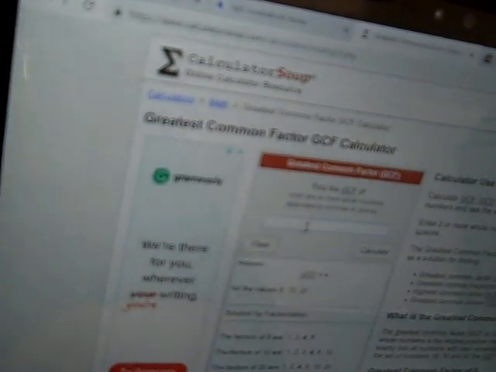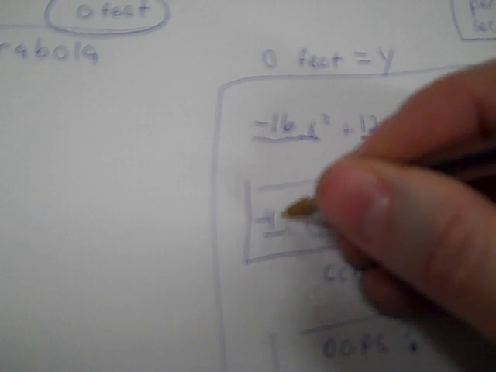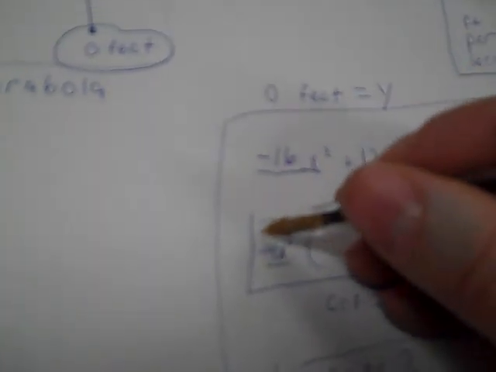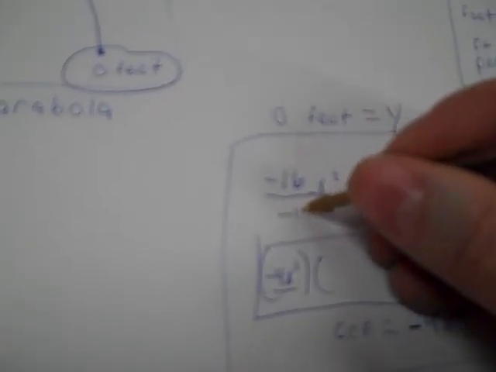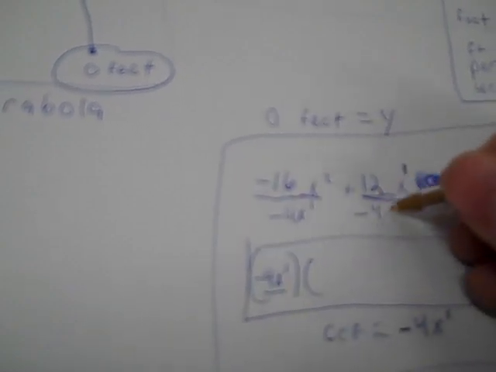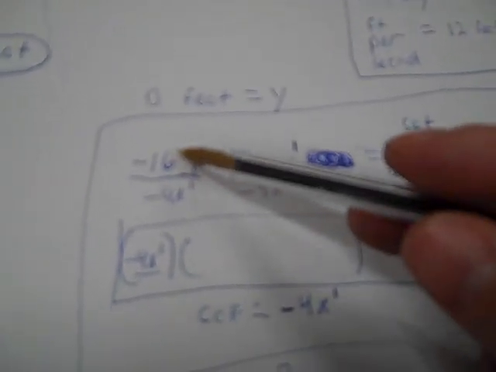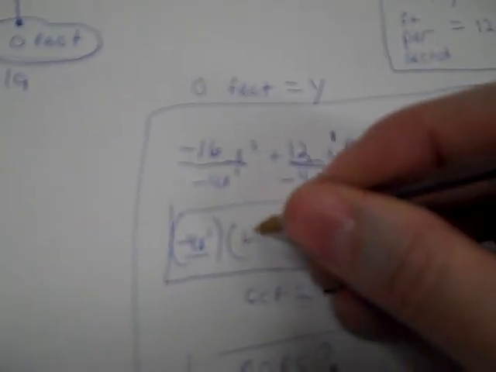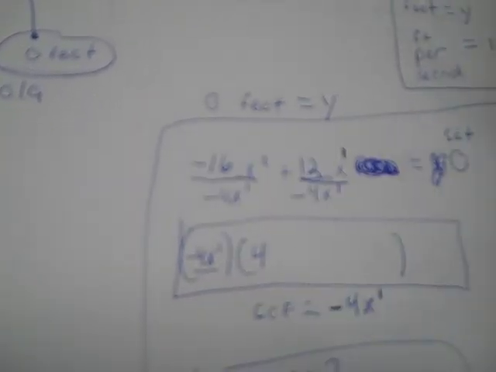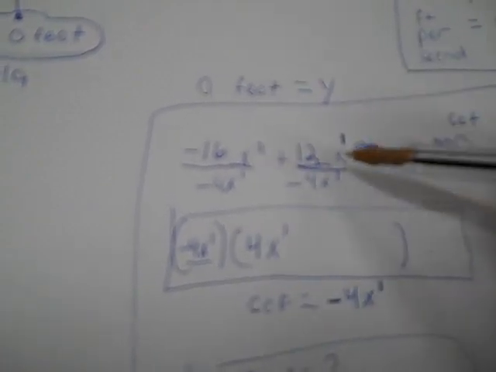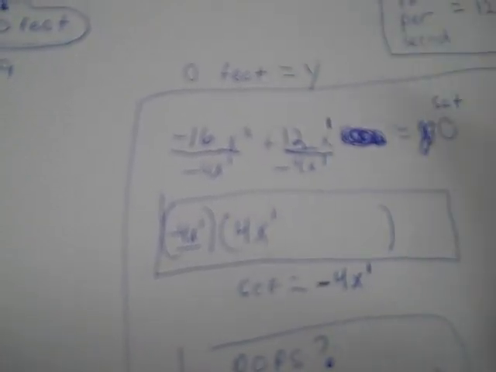And then 16 and 12 I punch into my calculator. So 16, comma 12. And I get a GCF of 4. Okay, so that's coming out here. Negative 4x to the power of 1. Okay? Now put that in a parentheses, and then negative 4x to the power of 1. So negative 16 divided by negative 4 is 4. And on x, we take 2 minus 1, and that's to the first. And then positive 12 divided by negative 4 is negative 3. Here, look, I'll show you.